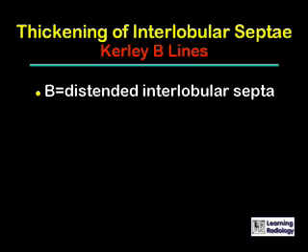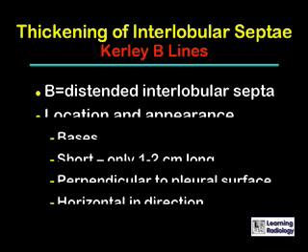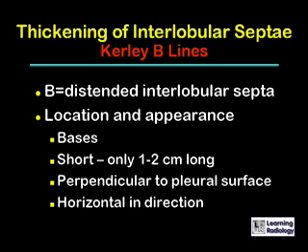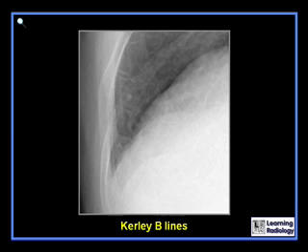Kerley B lines are distended interlobular septae. They are usually found at the bases. They are short lines. They're only about 1 or 2 centimeters in length. They are perpendicular to the pleural surface. They frequently touch the pleural surface. Therefore, they're horizontal in direction.